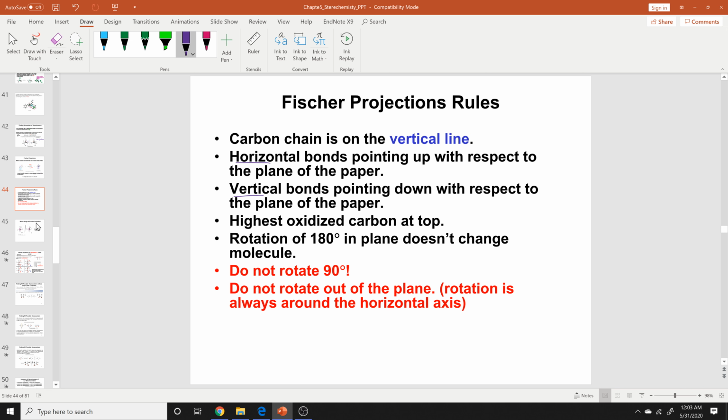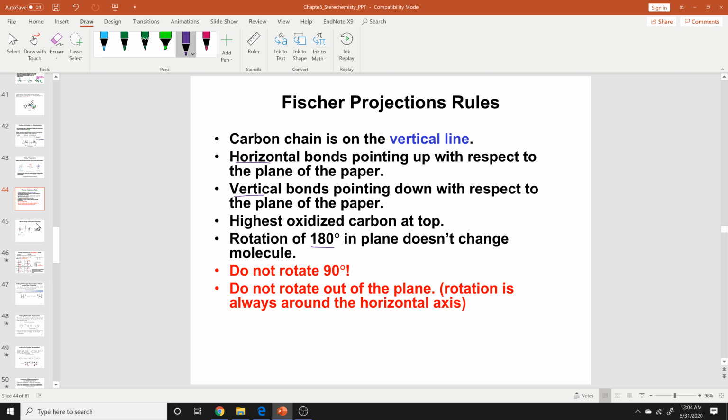When you do the rotation, it is always going to be in a plane. And when you do the rotation, always rotate 180 degrees every time. Don't rotate 90, because if you rotate 90, you change the molecule. Rotation of 90 degrees, you get the mirror image. Pay attention to that. Rotation of 180 degrees does not change the molecule. So rotation of 180 in plane does not change the molecule. If you rotate 90 degrees, you will get the mirror image.